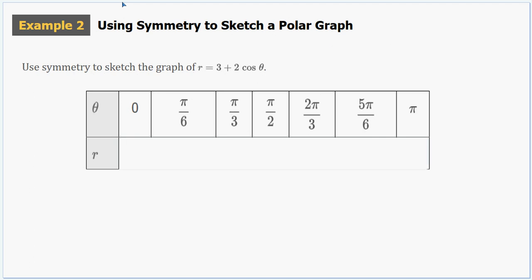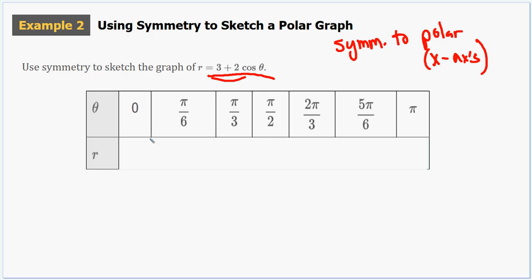So let's take a look here at example 2. Our function is 3 plus 2 cos theta. We saw in example 1, or the practice problem, that we are going to be symmetric to the polar axis. Remember, that's the x-axis. So as we graph each of these points, we'll graph them one at a time, and then we'll hop across the x-axis to graph the symmetric point. So let's do a few values here.